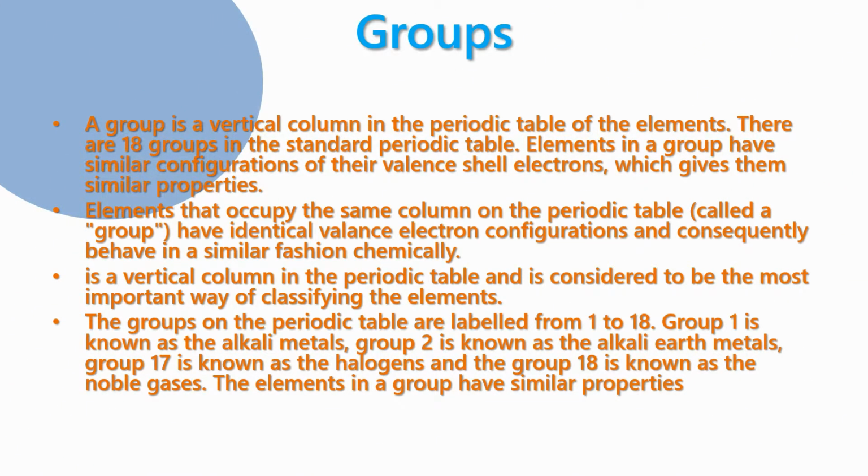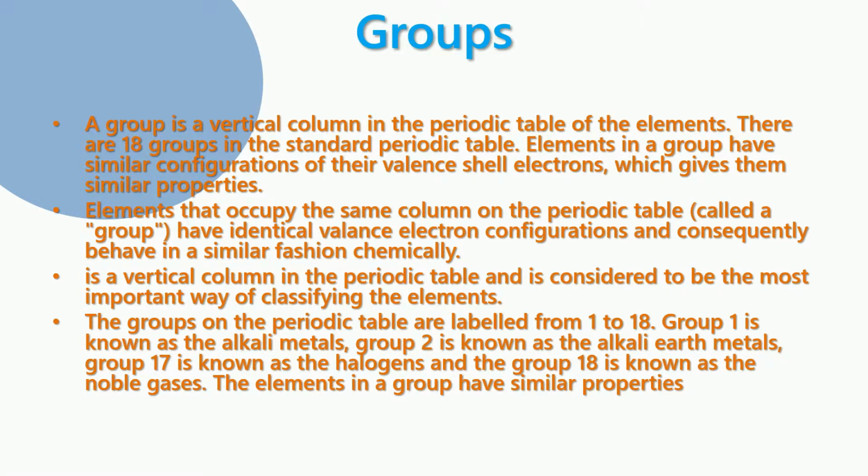The group. A group is a vertical column in the periodic table of elements. There are 18 groups in the standard periodic table. Elements in a group have similar configurations of their valence shell electrons, which gives them similar properties. The elements that occupy the same column on the periodic table, called the group, have identical valence electron configurations and consequently behave in a similar fashion chemically.